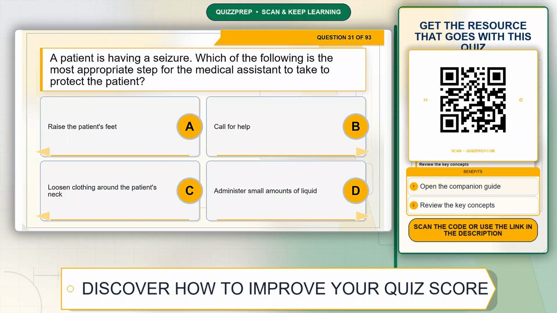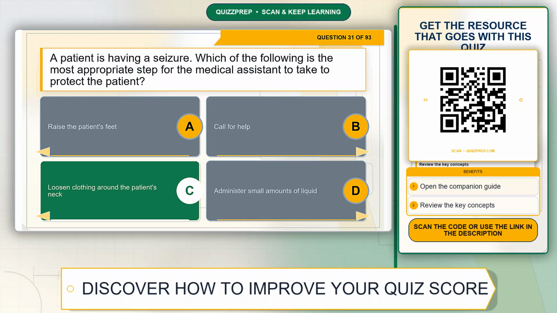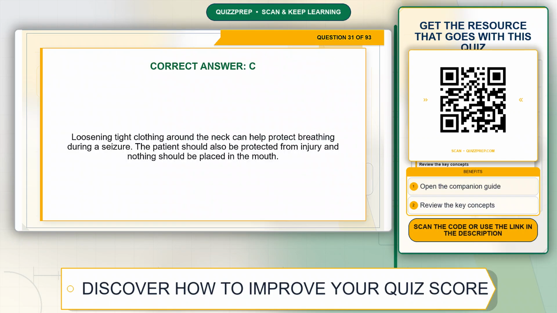Question 31. A patient is having a seizure. Which of the following is the most appropriate step for the medical assistant to take to protect the patient? Option A, raise the patient's feet. Option B, call for help. Option C, loosen clothing around the patient's neck. Option D, administer small amounts of liquid. The correct answer is option C, loosen clothing around the patient's neck. Explanation. Loosening tight clothing around the neck can help protect breathing during a seizure. The patient should also be protected from injury and nothing should be placed in the mouth.